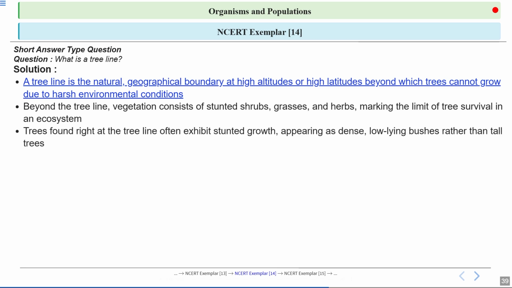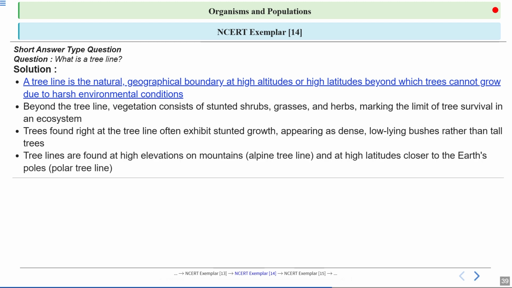Now, trees that do manage to grow right at the tree line often look very different from the tall, straight trees we are used to seeing. Okay, so these trees might be short, they might be twisted, or they grow close to the ground, almost like bushes. Now, this stunted growth is a survival strategy, helping them withstand strong winds and cold temperatures. Now, these tree lines aren't just found on the mountains, they also exist near the Earth's poles.